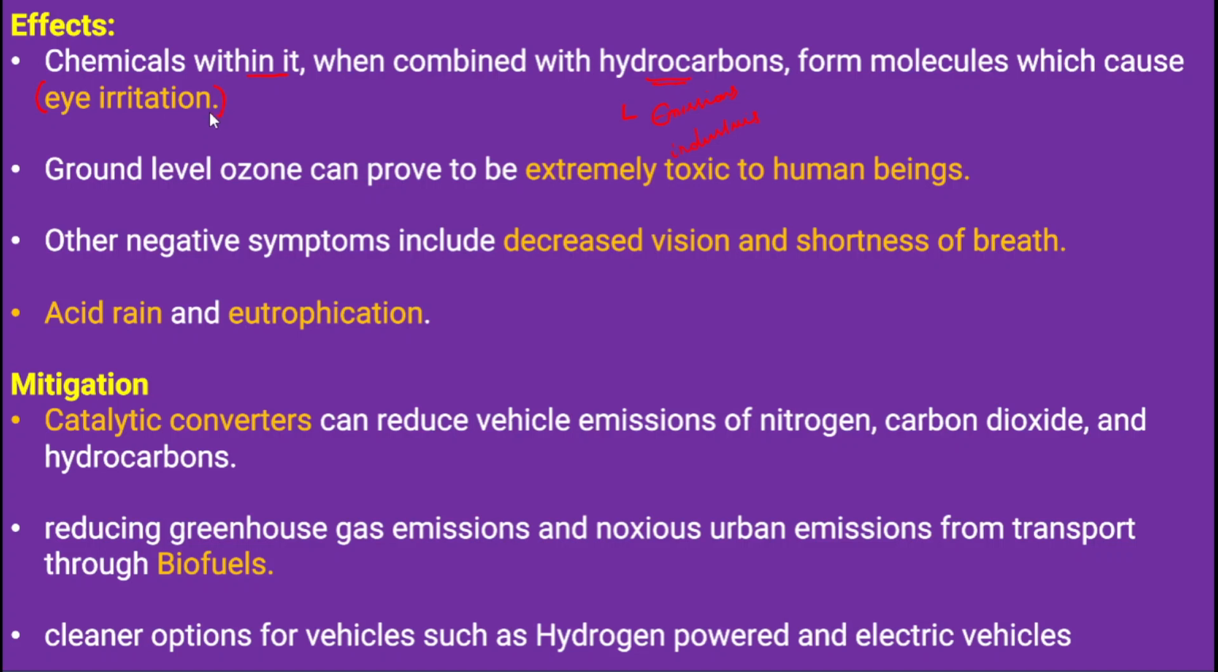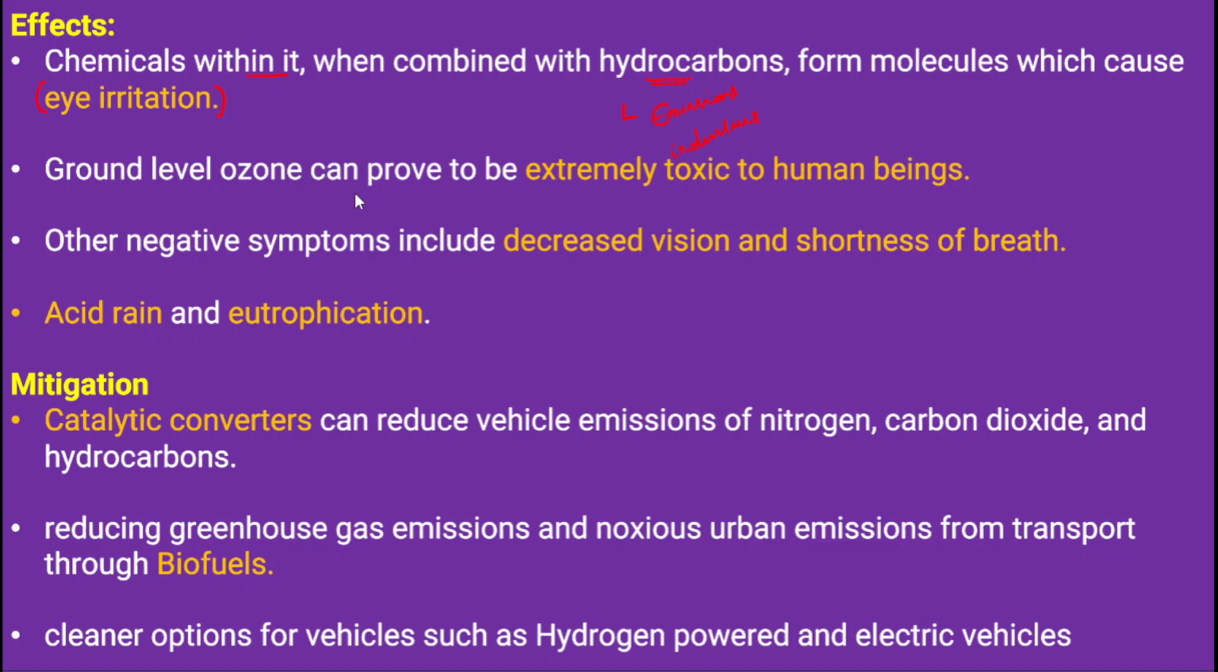Now, when you are living in cities like Delhi and during the peak years of pollution, when you go out, you usually feel that your eyes are irritating. Okay, and you will also feel some fatigue-like conditions. So all these factors are majorly because of the pollutants.